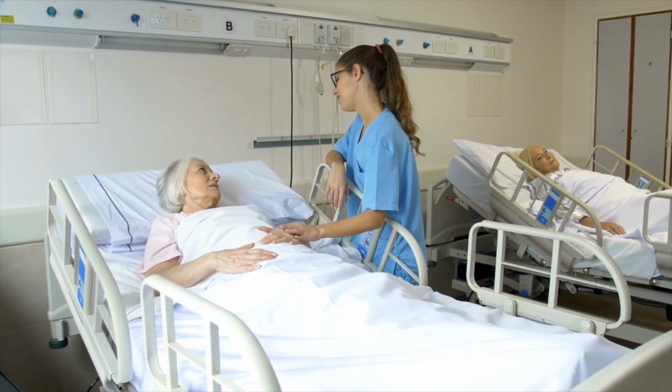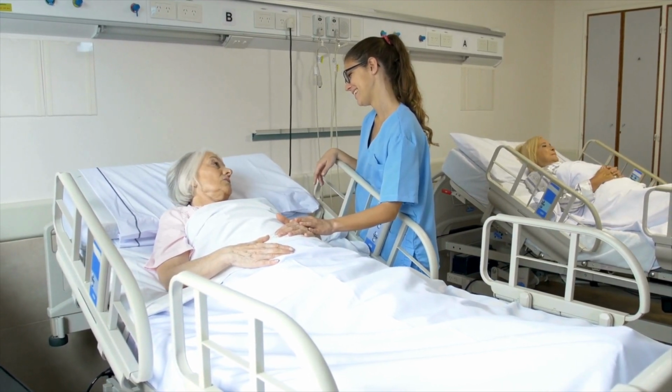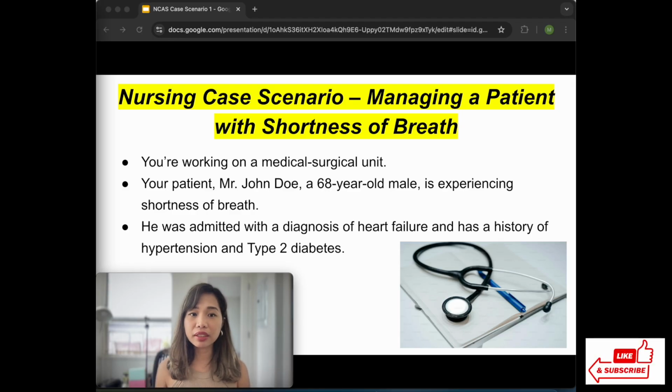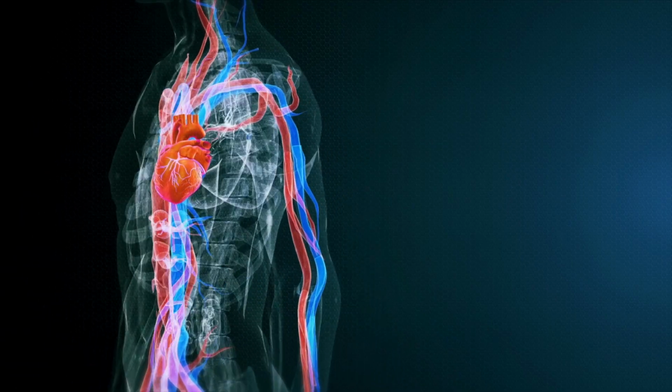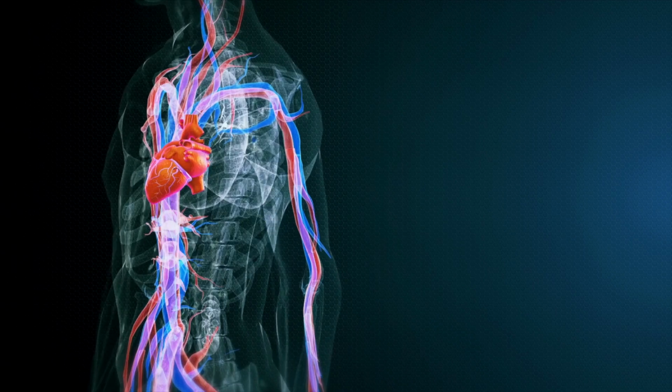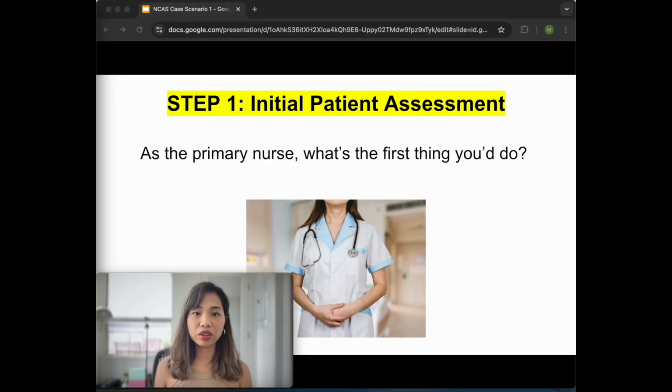Knowing that, you'll be able to prioritize your nursing interventions and your nursing actions appropriately. With Mr. Doe's medical history, it directs your attention to potential exacerbations of heart failure and diabetic complications as well, such as hypoglycemia or hyperglycemia. So this is step one when you're doing your assessment, the initial patient assessment.